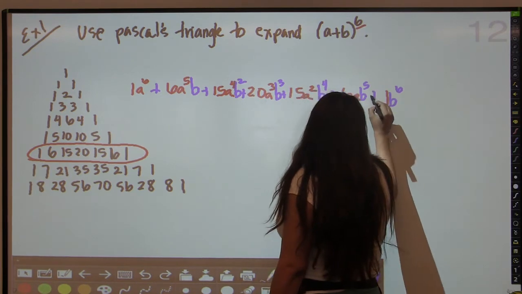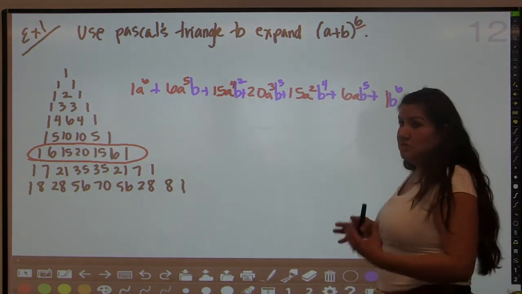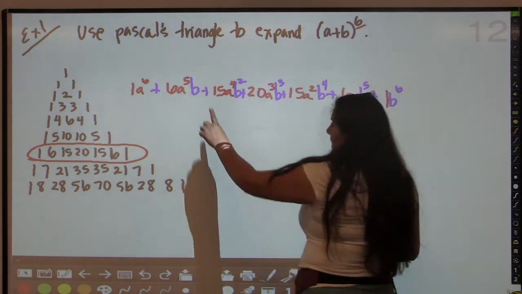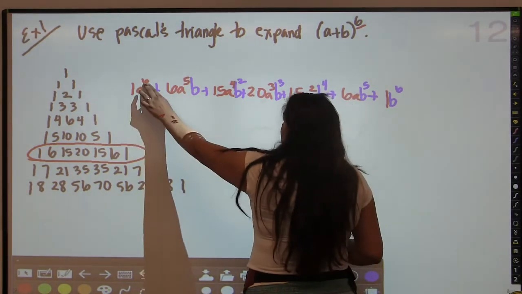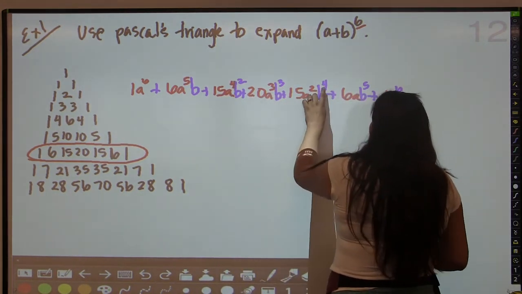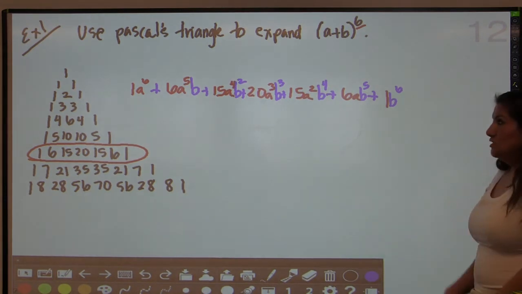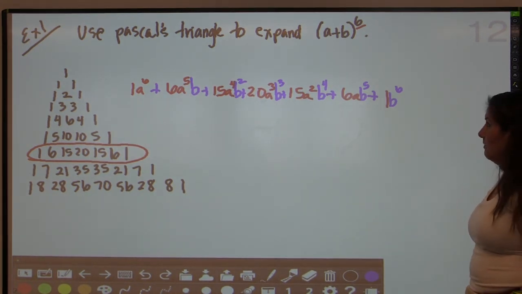So you want to make sure you leave enough space when you're going to write this all out. And again, just to check, all of my exponents should add up to 6. So there's my 6, 5 and 1 is 6, 4 and 2 is 6, 3 and 3 is 6, 2 and 4 is 6, 5 and 1 is 6, and then 6 is obviously 6. So that is how you use Pascal's triangle to expand a basic binomial.